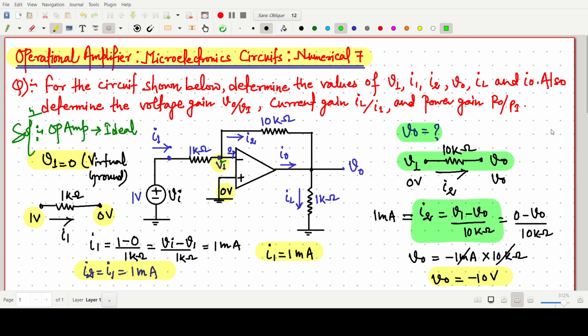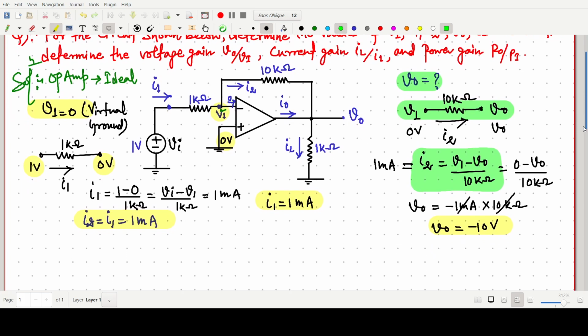Now we have to find the IL value. So for IL, what can we do?